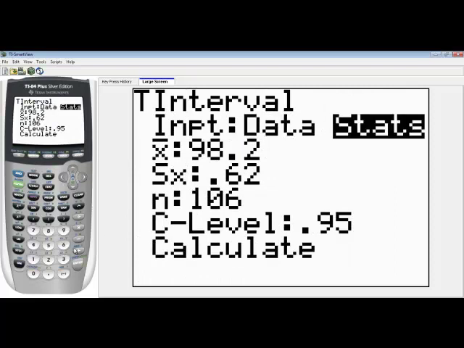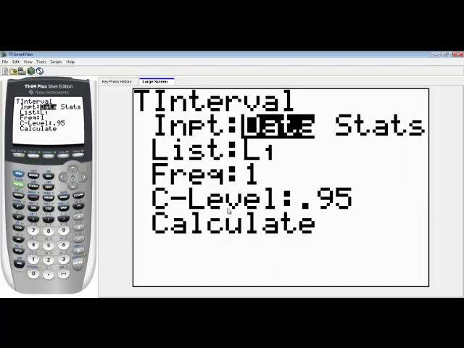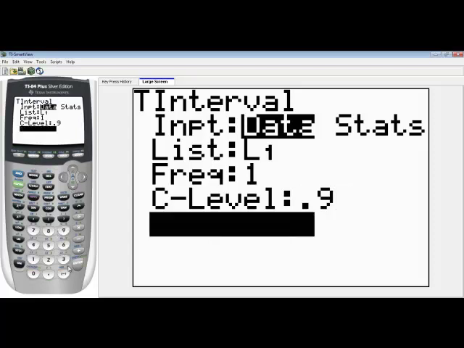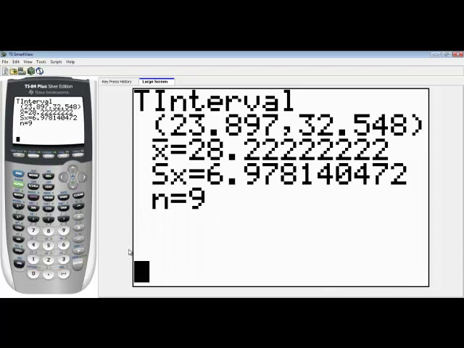I'm going to move this over to Data. This time I don't really need to put much in. It's a t-interval, so I don't have a population standard deviation. Make sure the list is the correct one. I did have that in L1. I don't need to mess with the frequency. The confidence level I do need to adjust. It's 90, so 0.9. And then down to calculate. The quiz scores were all whole numbers, so we'll round to 1 decimal place, 23.9, that'll round up to 9, and 32.5. And if you needed the mean and the standard deviation, the calculator has figured those out for you along the way.